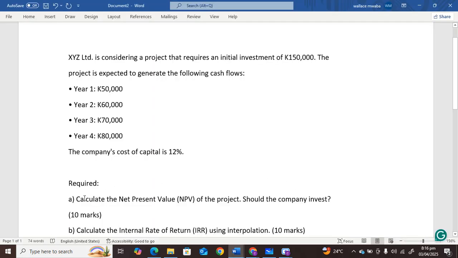The first question is to calculate the net present value of the project and whether the company should invest. So let's do the net present value technique.